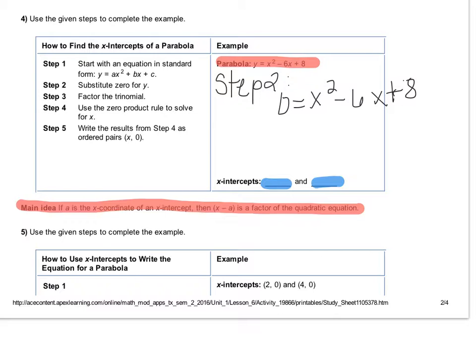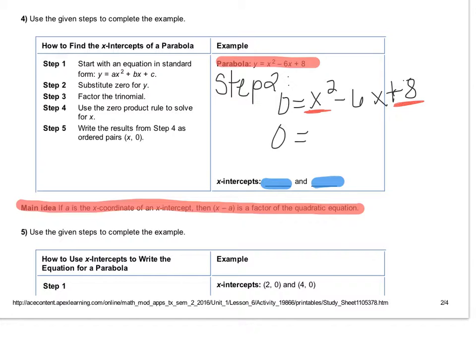This part right here gets a little bit tricky because everything depends on this 8 and the coefficient in front of this x squared, which is 1. Since that's a 1, you just really focus on the 8. There are 2 numbers that you can add together, and it equals negative 6. And yet those same 2 numbers, when you multiply them, have to equal 8.